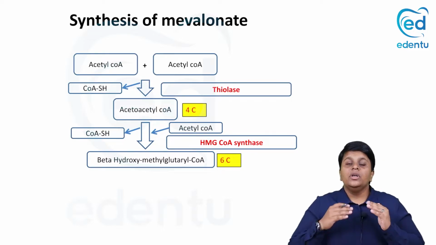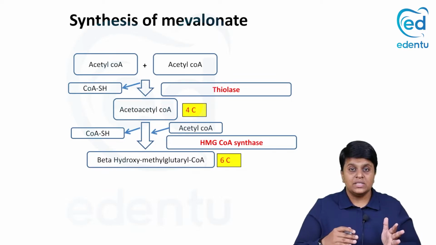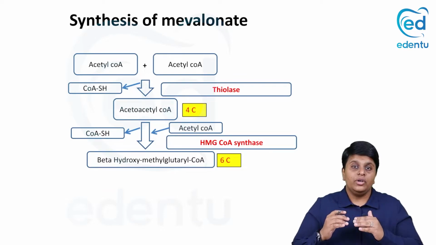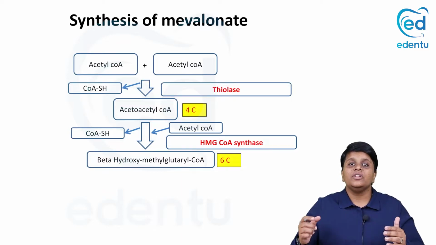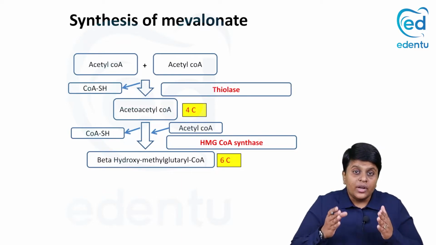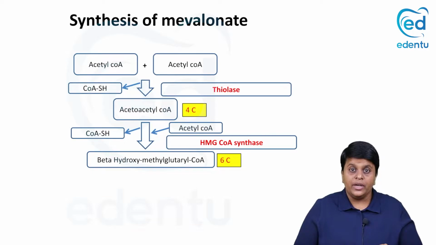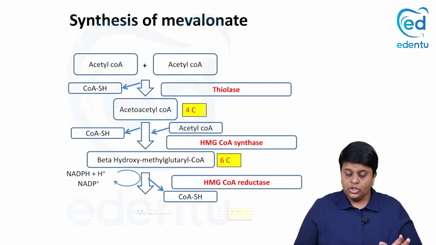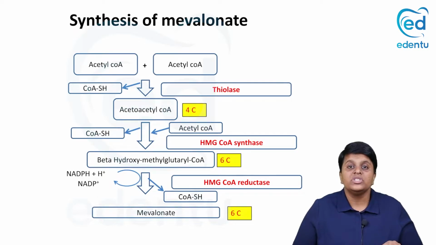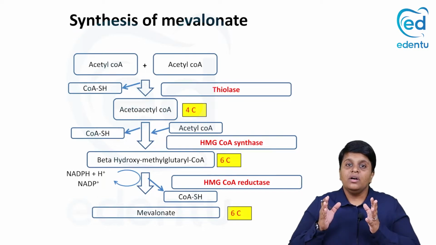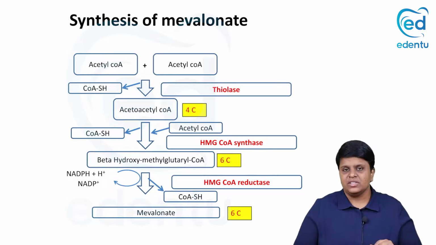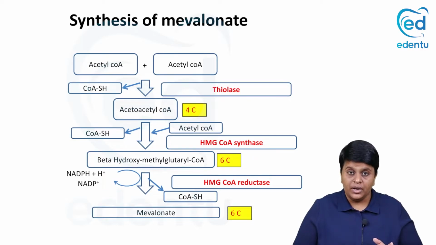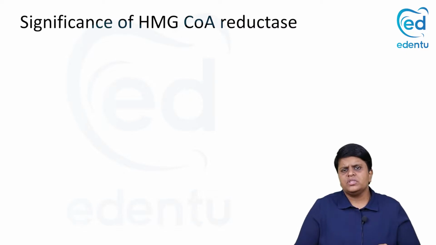Up to here, the synthesis of ketone bodies and the synthesis of cholesterol follow the same sequence of steps. After this, cholesterol synthesis goes into the regulatory step, that is the HMG-CoA reductase step. Through HMG-CoA reductase, HMG-CoA is converted into mevalonate. This is the first set of steps in the synthesis of cholesterol. You have synthesized mevalonate. Now, since we said HMG-CoA reductase is a key enzyme, let us discuss the significance of this particular enzyme.